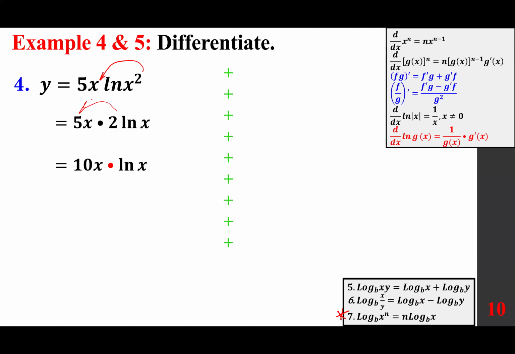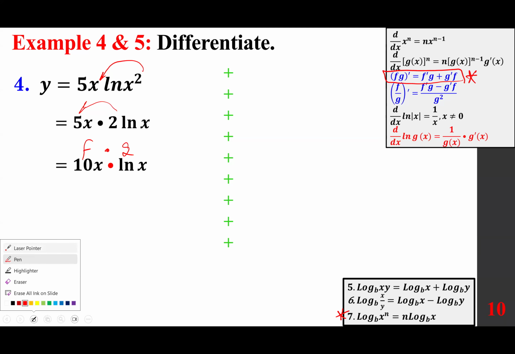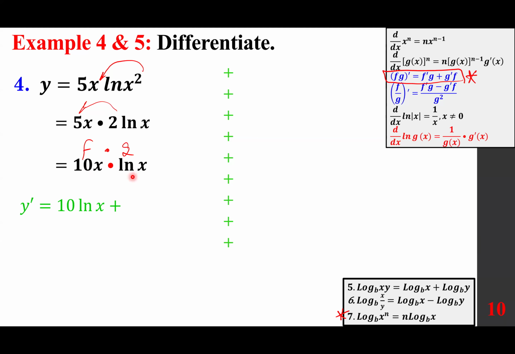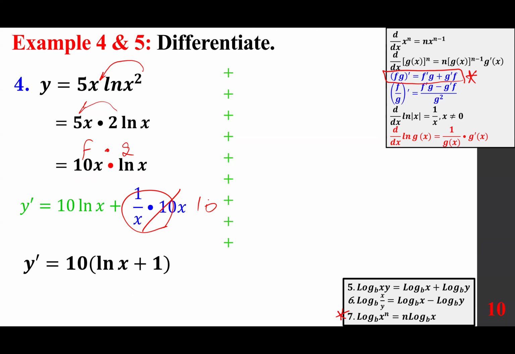You have a choice of keeping the 10 outside and dealing with x times ln x, or 10x is f, ln x is g, and we use the product rule: f prime g plus g prime f. So 10x, the derivative is 10 times g, ln x, plus g, ln x, the derivative is 1 over x times f, which is 10x. Clearly this changes to 10. You can factor the 10 out. So 10 times ln x plus 1.